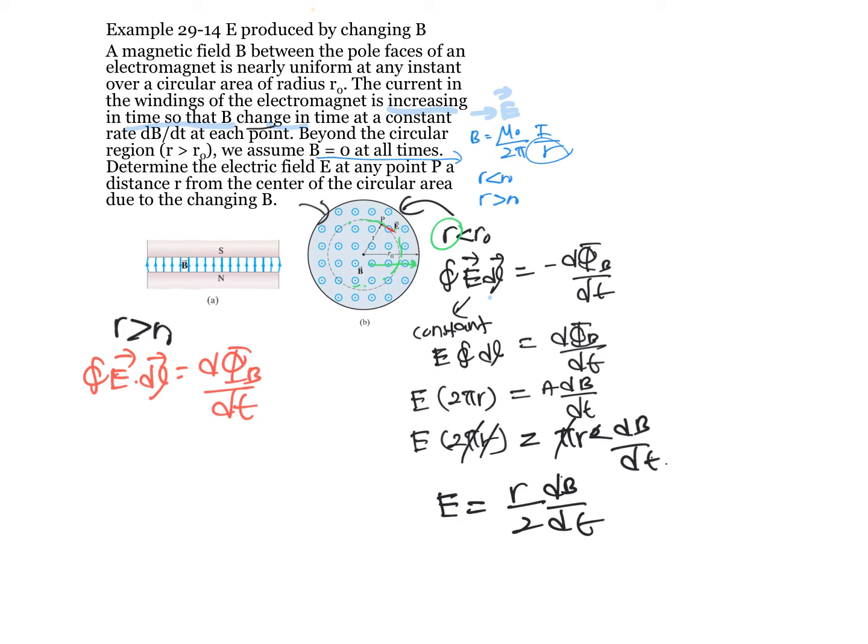Okay, so E is going to be constant because of what? Because for the closed loop for R more than R naught, definitely we are going to choose the circle. So this is going to be R, this is going to be R naught. Why we choose the circle shape is because we want to maintain our E here.